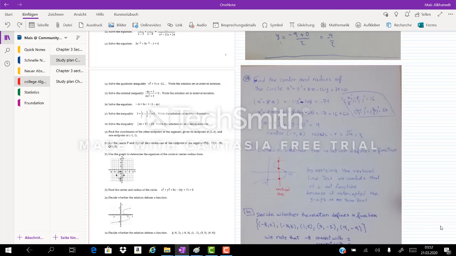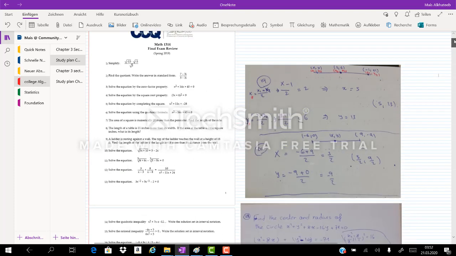question number 19. Find the coordinates of the other endpoint of the segment given its midpoint at (2, 6) and one endpoint at (-1, 1). That means I have here the first point is (-1, 1), the midpoint is (2, 6), and I have to calculate the other point, which is (x, y).